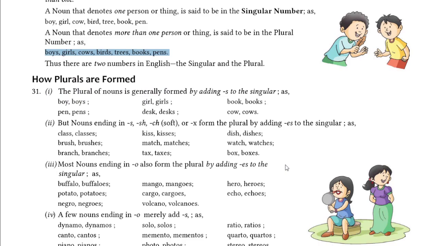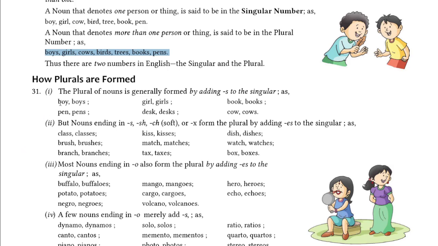Now we are going to learn to form plural nouns from the singular nouns. There are many different ways in which different plural nouns are formed from singular nouns. And one by one, we are going to discuss all these methods that would help us form plural nouns.